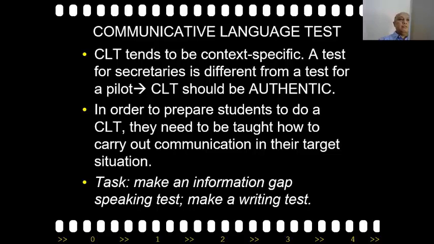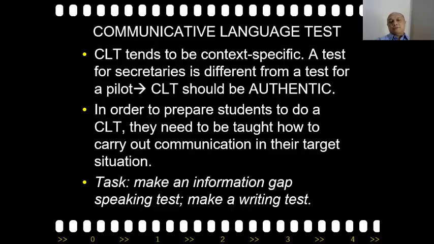So CLT should be authentic. Again, let me remind you of one of the characteristics of a good test: being authentic. Authentic means it simulates the context in the real life job, in the real life demand, of the test takers. In order to prepare students to do a CLT, they need to be taught how to carry out communication in their target situation. This one addresses the teaching area.